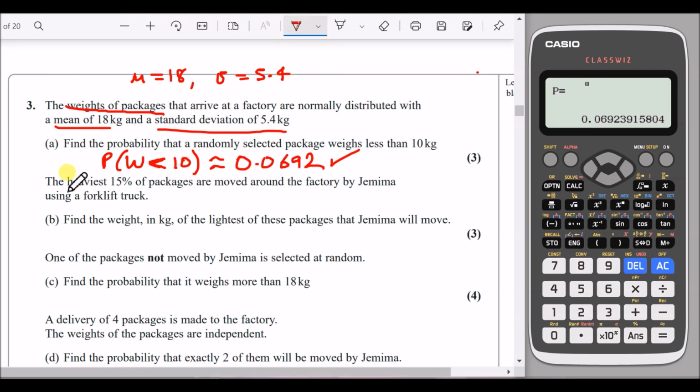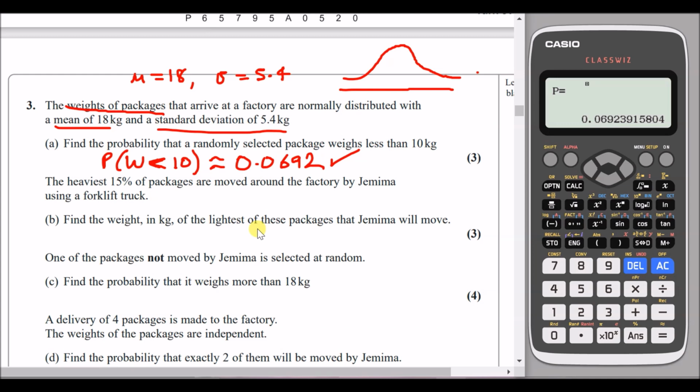Now, next part. It says that the heaviest 15% of the packages are moved around the factory by Jemima using a forklift truck. Okay, so before we carry on this question, it's better we look at this as a diagram. So let's draw a bell curve. Now, bell curves look like this. You always start with a little horizontal line and then you draw a nice little smooth curve like that. It's a symmetrical bell curve. And in the center, we write a mean of 18, because that's what it is.